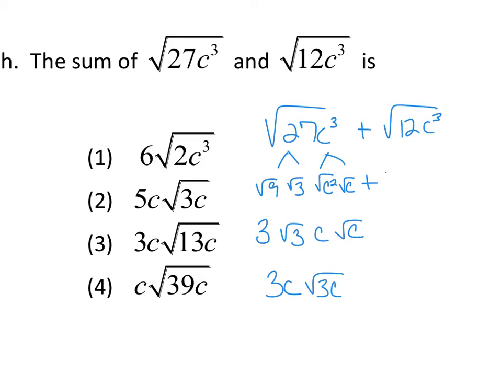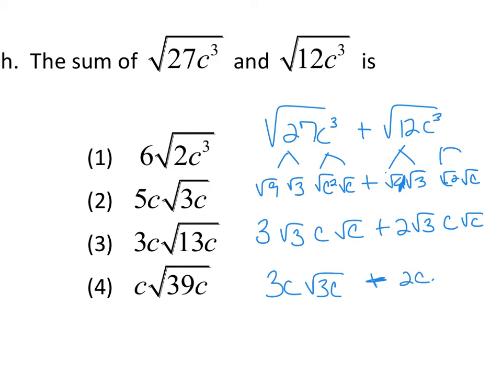You're going to do the same thing here. This breaks up into the square root of 4, square root of 3, and then c cubed gets you c squared and c. Square root of 4 is 2, rad 3, square root of c squared is c, and then rad c. And then we end up getting plus 2c rad 3c. And then these combine to 5, and that is a choice, 5c rad 3c.